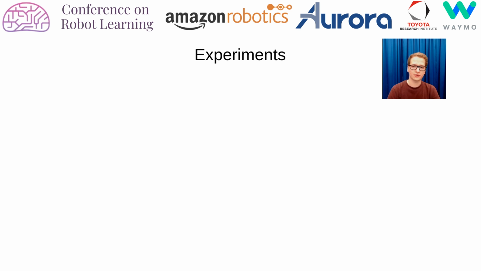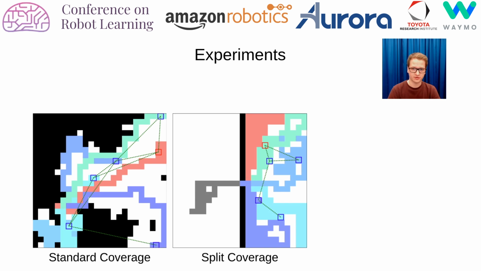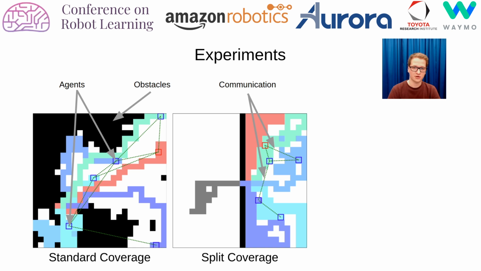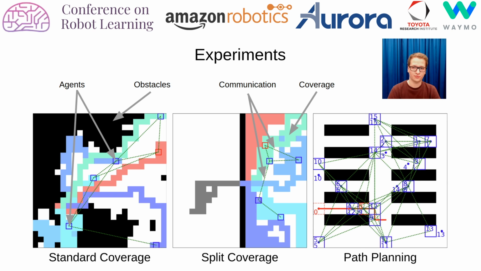We verify our model and learning algorithm with 3 experiments. First, we consider cooperative path planning in non-convex environments. From this experiment, we derive the split coverage, in which agents only receive a reward for covering the right side. Agents are represented as squares and can communicate to other agents within communication range. Black cells represent obstacles and colored cells represent the coverage of all agents. Lastly, we had a path planning experiment in which each agent has to reach its goal as quickly as possible.